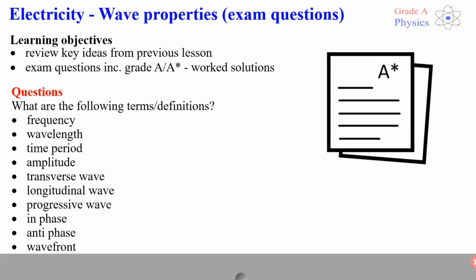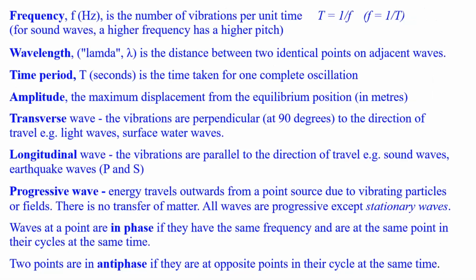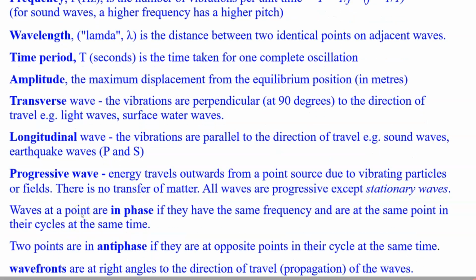So quick review, pause the video and just check that you're confident with the definitions and the meanings of each of these terms. As we said last lesson, you need to know all these definitions. So pretty much word perfect. There might be a slight variation, but frequency, wavelength, time period, amplitude, transverse waves, longitudinal waves, progressive waves, in phase, anti-phase, and this idea of wave fronts. So if you're still not confident with these, or you've forgotten them, do have a read through, do write them out, prioritize not just the learning of them, but also the understanding of the significance of each of these terms.